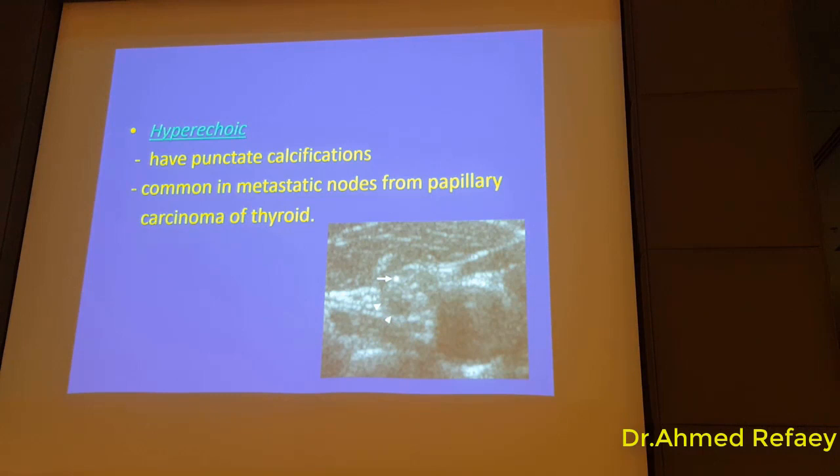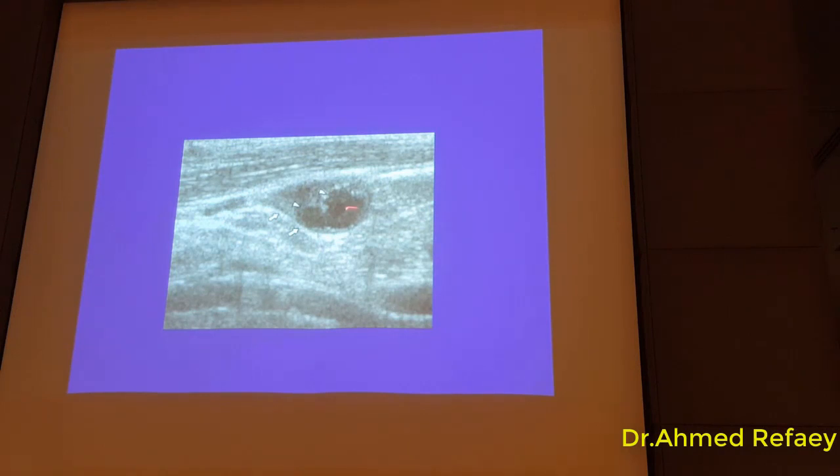In some cases of metastasis, especially in cases of thyroid carcinoma, we can have some punctate calcification inside the metastatic lymph node, giving it a little bit of a hyperechoic pattern in comparison to the other structures. So this is also one of the additional features of metastatic lymph nodes. Here we have internal cystic necrosis in the lymph node, as you see here.